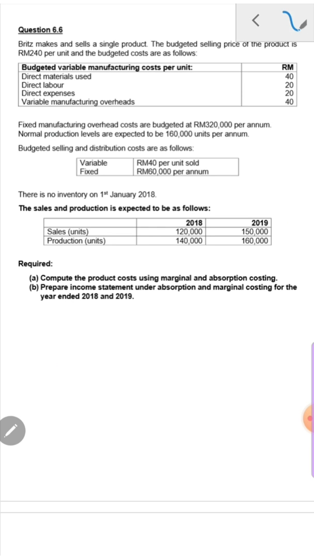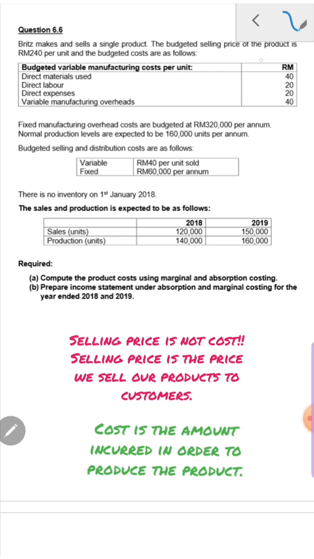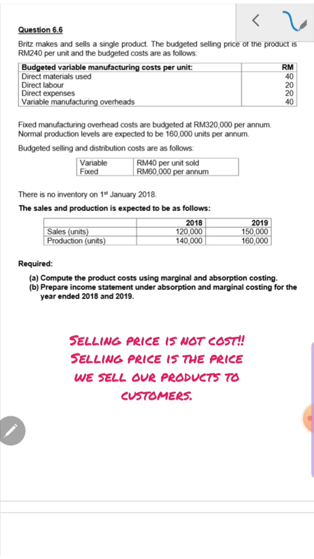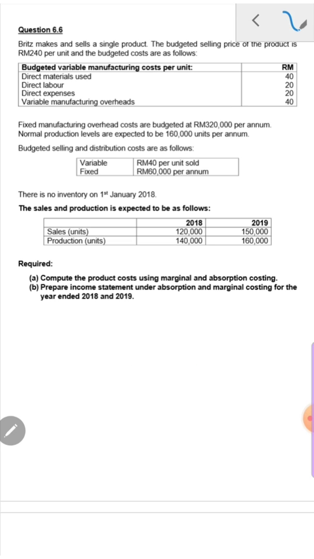Brits makes and sells a single product. The budgeted selling price. When we say selling price, it is very different from cost, because selling price is the price that you sell to your customer. Cost means the cost that you incur in order to produce the product. So we have selling price here, 240. I would like to note here SP, selling price.